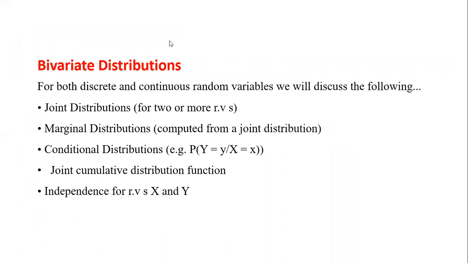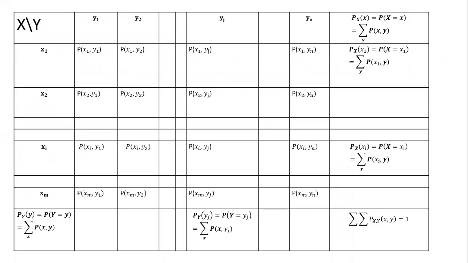So we'll see what the bivariate distribution is. For both discrete and continuous random variables, we will discuss the following. One is joint distributions for two or more random variables. Second, marginal distributions computed from the joint distribution, conditional distributions, and the joint cumulative distribution function, independence of random variables X and Y.